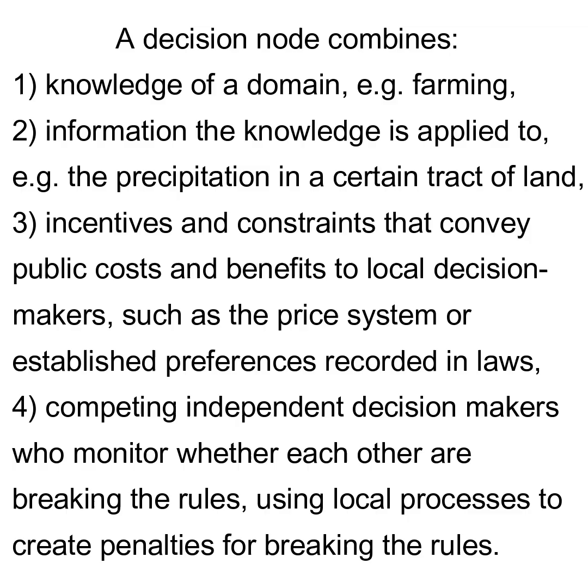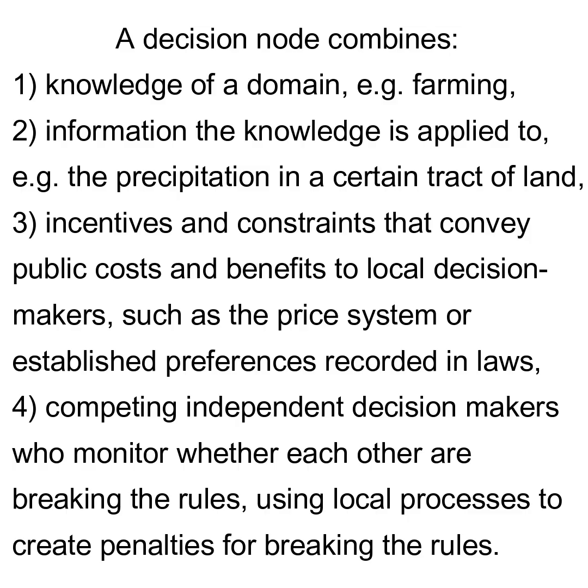A distributed decision-making node combines: 1. Knowledge of a domain, e.g. farming. 2. Information which the knowledge is applied to, e.g. the precipitation in a certain tract of land. 3. Incentives and constraints that convey public costs and benefits to local decision-makers, such as the price system or established preferences recorded in laws.